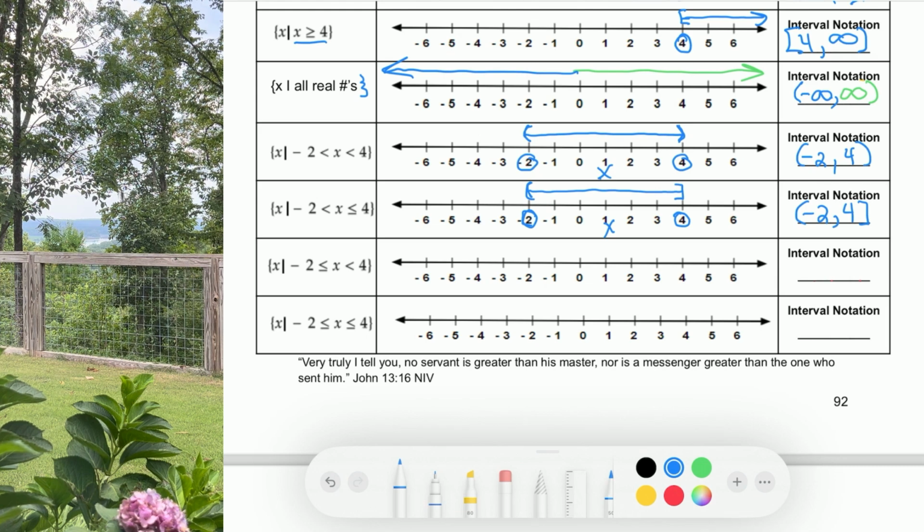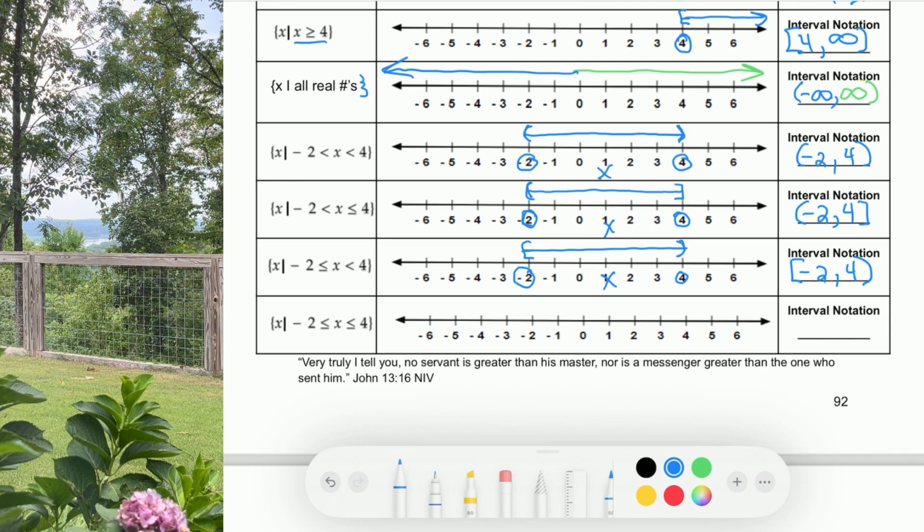Next one has negative 2, less than or equal to X. So negative 2 now is included, so I'm going to have a bracket. X is less than 4. 4 is no longer included. So I'm going to have a parentheses and connect them. So X is in between here, any number in between those 2 numbers, including negative 2. So let's write our interval notation. We have a bracket, negative 2, comma, 4, parentheses.